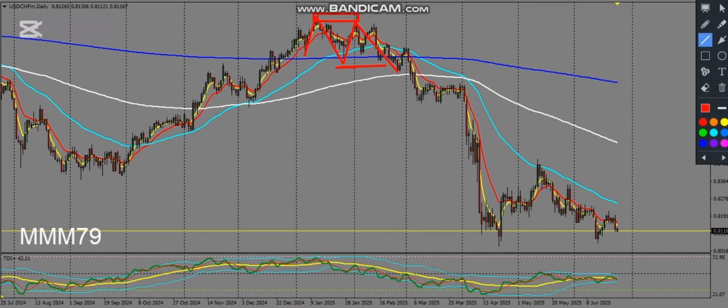Price breaks the neckline to the downside, and price also breaks the neckline and apex to the downside. At this point you need to see the 30-50 EMA cross, and a pullback to the 50 EMA. As you can see, at this point price pulls back to the 50 EMA.